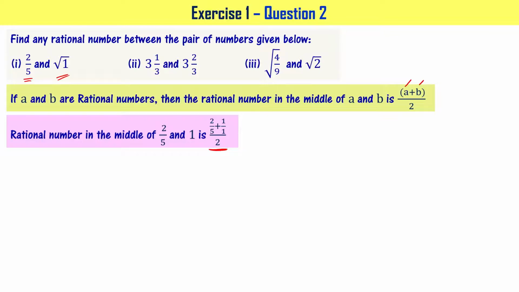Now, let's find the value of the numerator, 2 by 5 plus 1 by 1. Look at the denominators of these two ratios. Number 5 is their LCM, right? Let me write that. Now let me write 2.